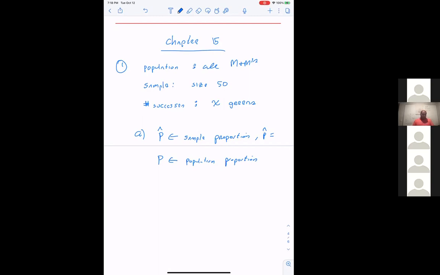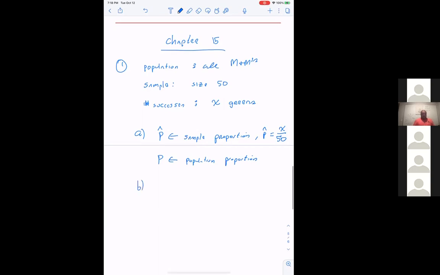What is the proportion of successes in our sample? Would it be X greens divided by the sample size? What is the sample size? 50. So X over 50 is what I was looking for. The sample proportion is the number of successes, in this case just X, a symbol that represents this value, divided by the sample size, which is 50. Does that make sense?